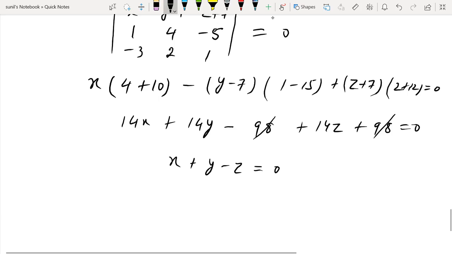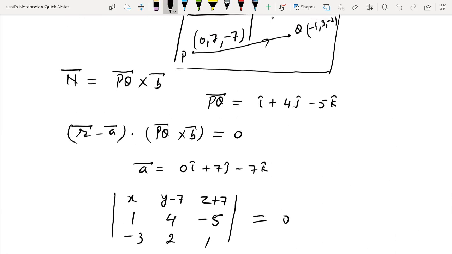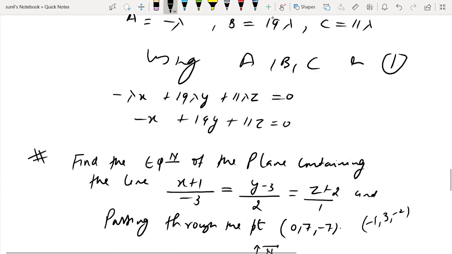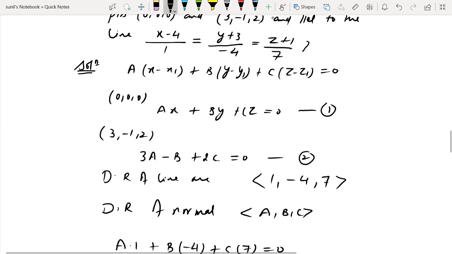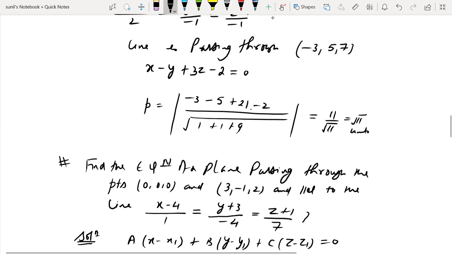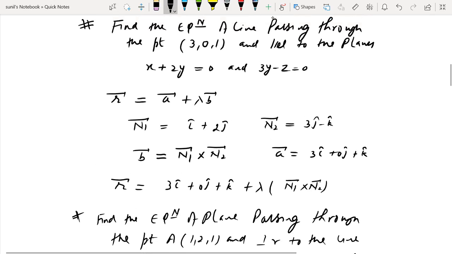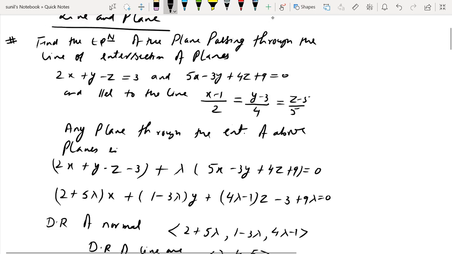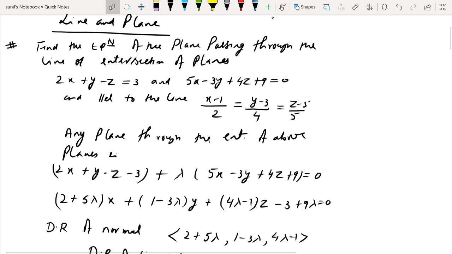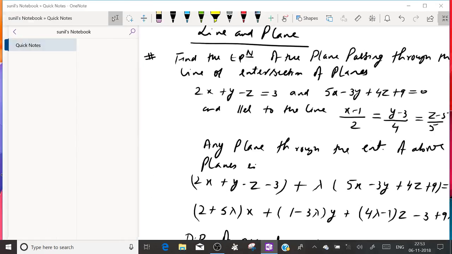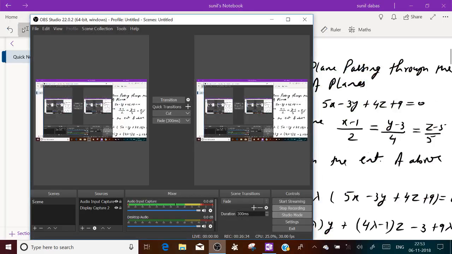So this was the question that was really important, and these questions must be done by the students because these are really important from the exam point of view, and this can be asked anywhere in the board exam. So now we'll do another part of the question section also.